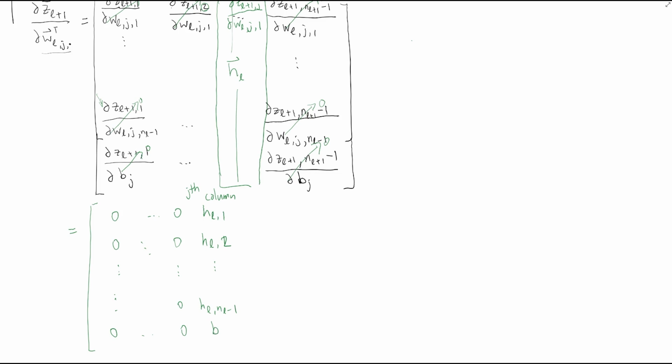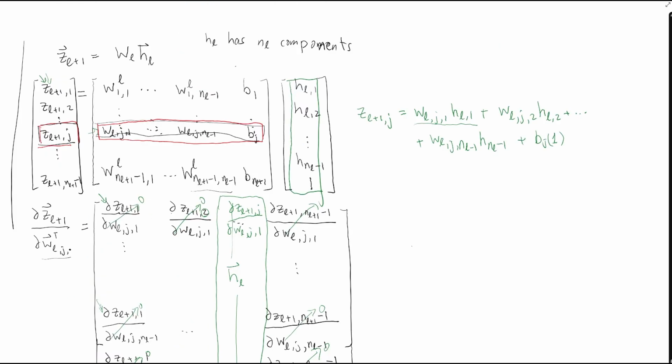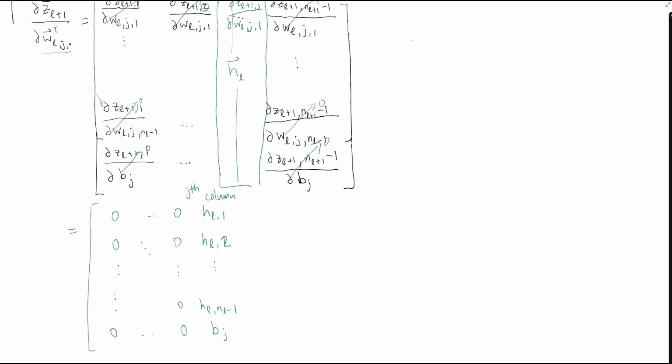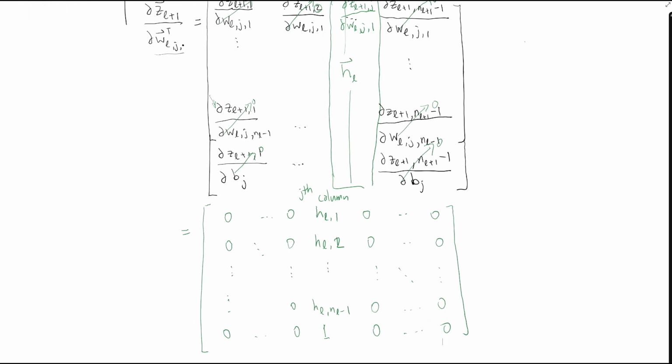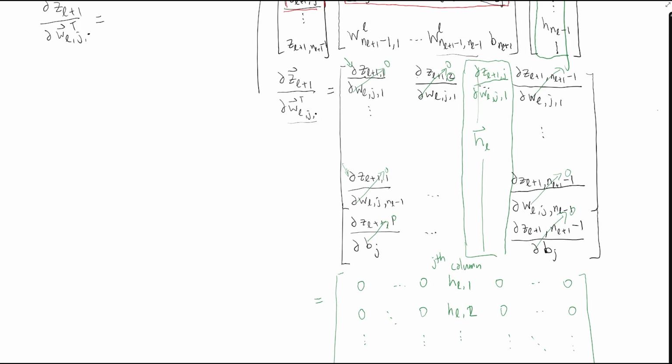And then finally we have BJ over here. The BJ is actually part of the row of W here. So then the derivative with respect to BJ is going to be 1. So that's going to be 1. And then after the jth column, again, everything will be all zeros. Okay. So that's basically, finally, we have partial ZL plus 1, partial WLJ dot. And we can record it up here.